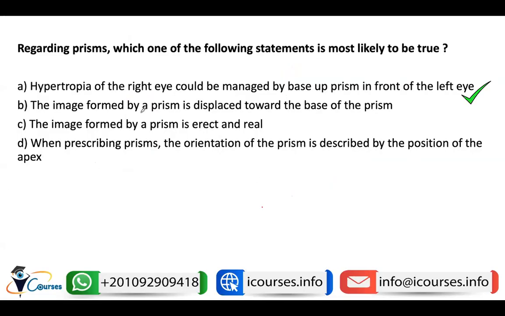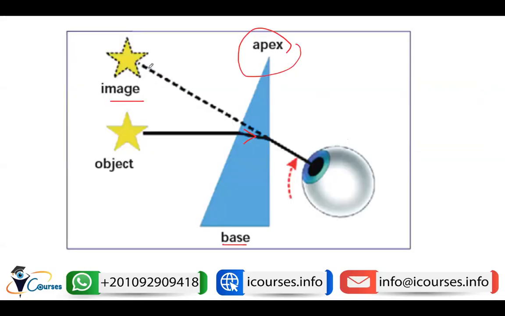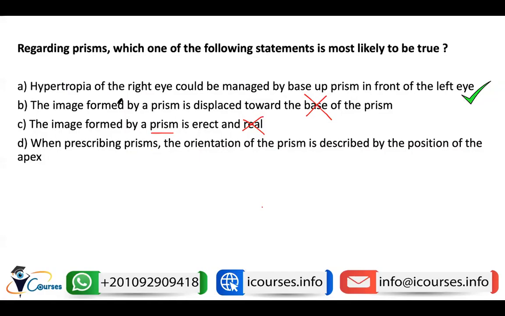So the image formed by a prism is displaced toward the apex of the prism, not the base. The image formed by the prism is erect and virtual, as we can see here. The image is virtual. When prescribing the prism, the orientation of the prism is described by the position of the base. So we say base up, base down, base temporal, or base nasal.